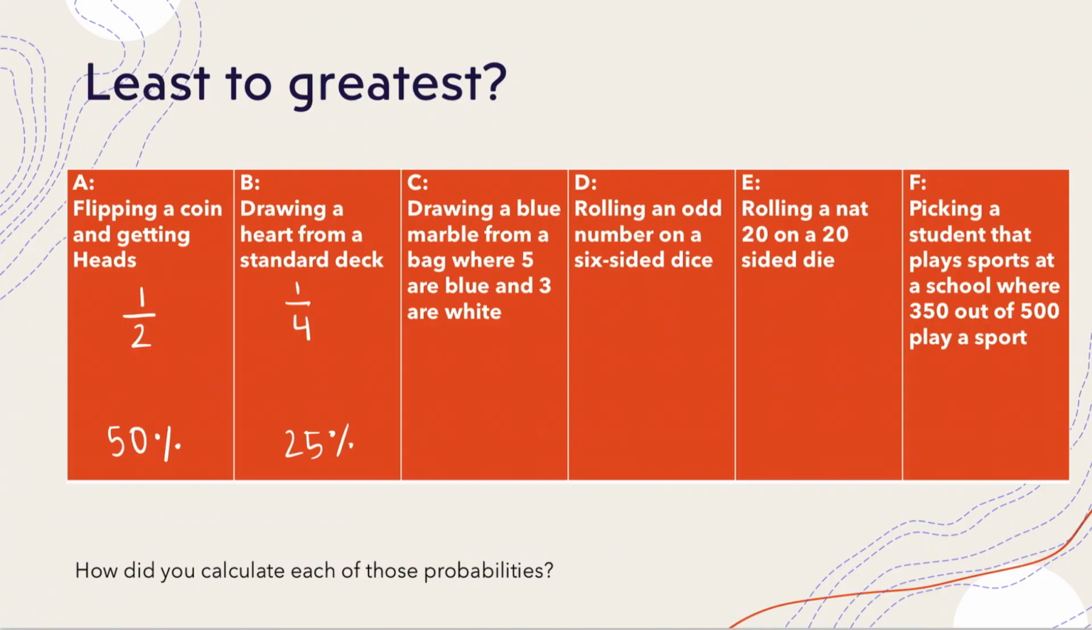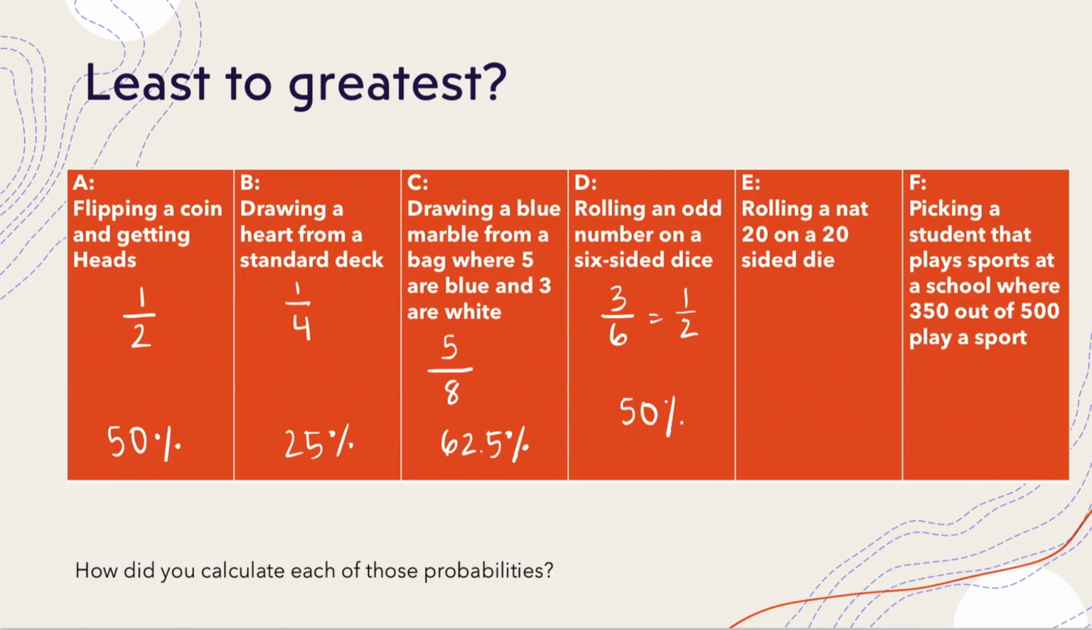Drawing a blue marble from a bag where 5 are blue and 3 are white. So that means there's 5 blue marbles and there's 8 total marbles. Be careful to add those two. And I actually don't know that one off the top of my head. Let me grab my calculator here. 5 divided by 8 is 62.5%. Rolling an odd number on a 6-sided dice. That's 3 out of 6 options, or 1/2. So we actually end up with the same as A, because you still have 1 out of 2.